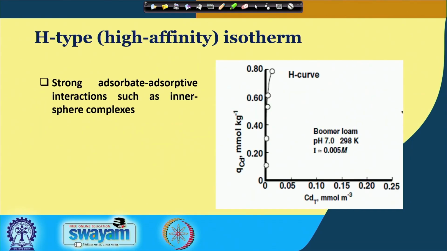The third one is called the H-type or high affinity isotherm. This H-type isotherm shows strong adsorptive interaction such as inner sphere complex. We know that an inner sphere complex is highly stable and there is a strong bond. Here you can see that with the smallest increase in concentration of a particular ionic species, there is a steep increase of adsorption, and this shows the high affinity of the inner sphere complexes.